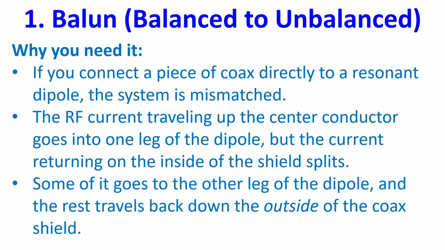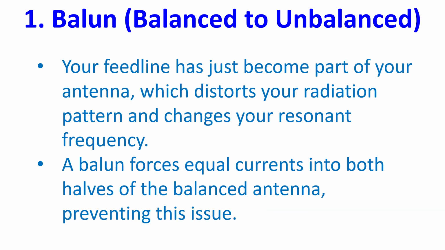The RF current traveling up the center conductor goes into one leg of the dipole, but the current returning on the inside of the shield splits. Some of it goes to the other leg of the dipole and the rest travels back down the outside of the coax shield. Your feed line has just become part of your antenna, which distorts your radiation pattern and changes your resonant frequency. A balun forces equal currents into both halves of the balanced antenna, preventing this issue.